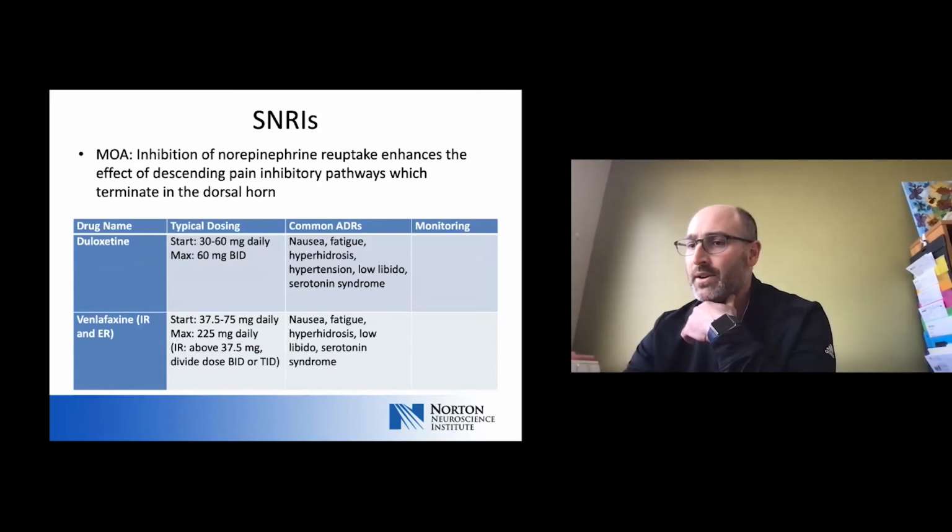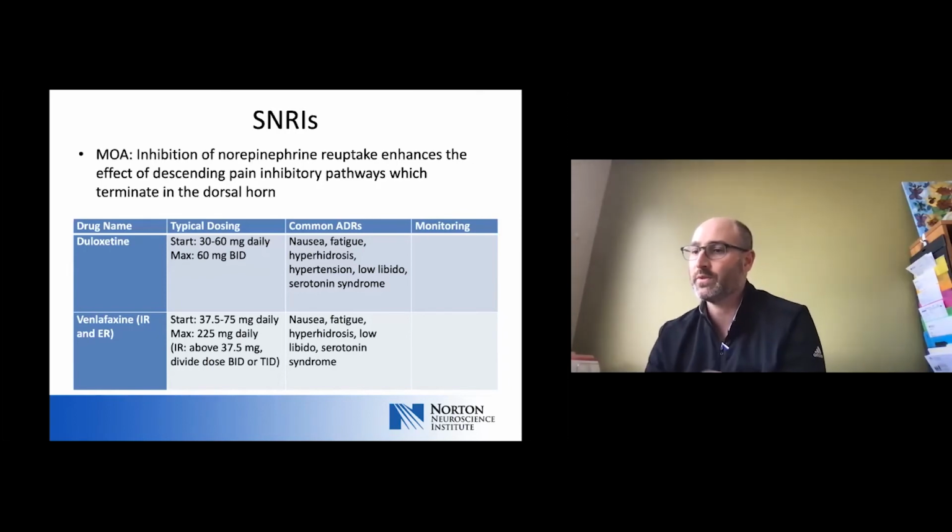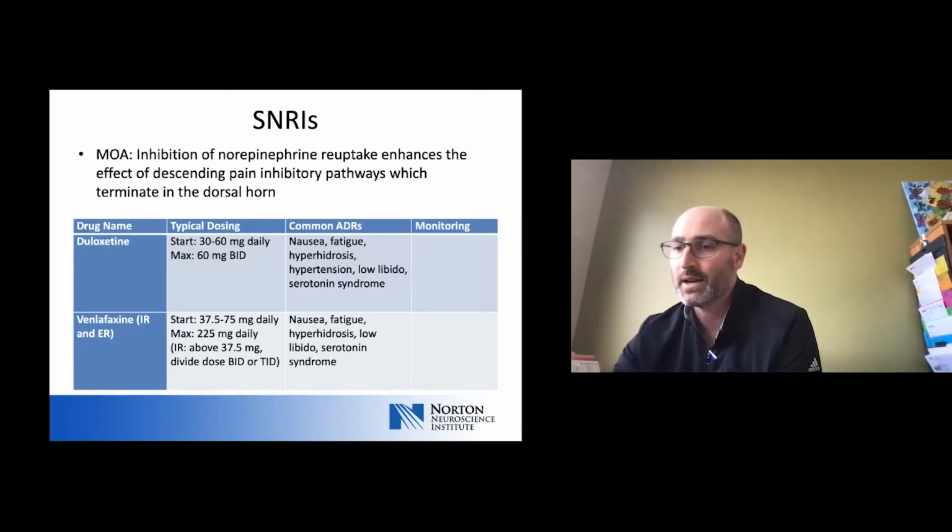So moving on to the SNRIs. These are going to inhibit reuptake of norepinephrine and enhance the effect of that descending inhibitory pain pathway, which is going to terminate in the dorsal horn. There are more SNRIs than I've listed here, though these tend to be the ones that we use for neuropathic pain management, duloxetine and venlafaxine. Side effects, again, both can cause nausea, hyperhidrosis, hypertension, low libido, and you do need to pay attention to the presence of other medications with serotonergic activity, given the risk of serotonin syndrome.